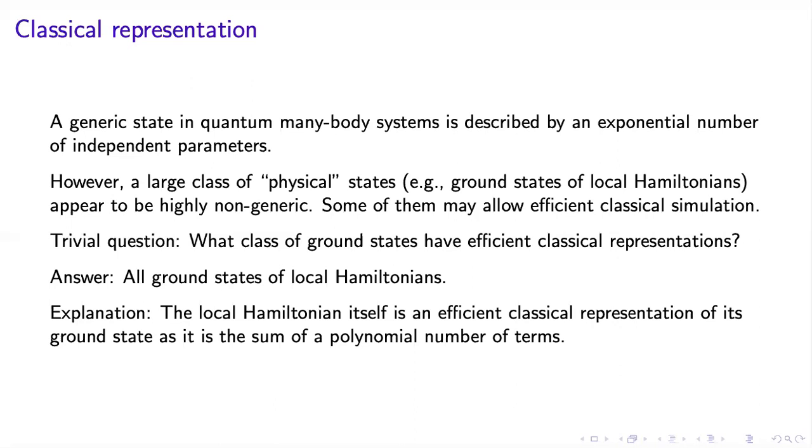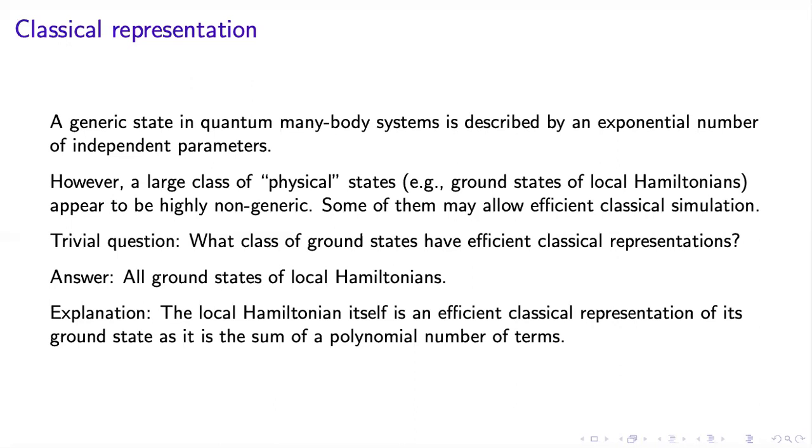So let me ask a trivial question first. What class of ground states have efficient classical representation? And the answer is that all ground states of local Hamiltonians. This is because in order to represent the ground state, we only need to represent the Hamiltonian.